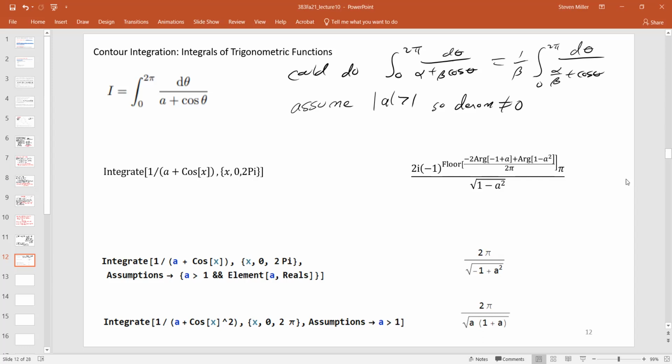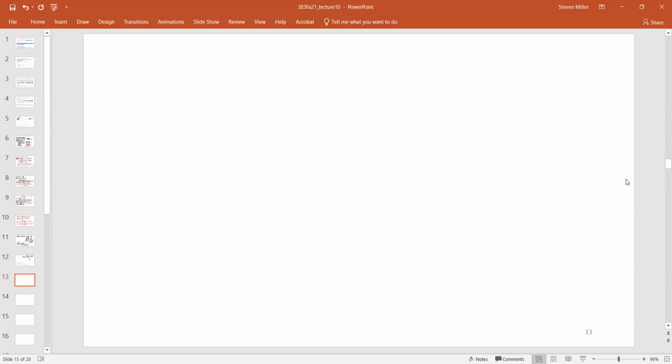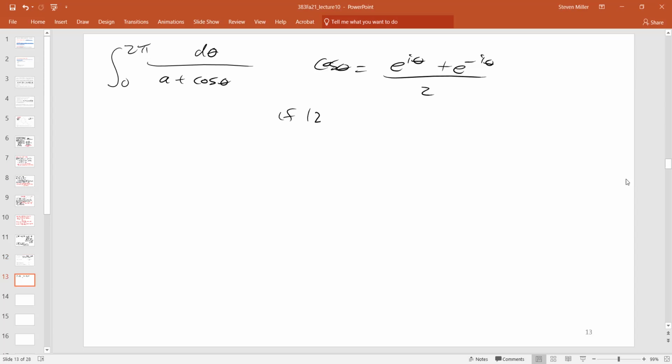All right, so why is this in complex analysis? Well, we want to integrate from 0 to 2 pi of d theta over a plus cosine theta. Now, cosine theta is e to the I theta plus e to the minus I theta over 2. If the absolute value of z equals 1, then we can write z as 1 times e to the I theta. So cosine theta is 1/2 z plus 1 over z. So this is true on the unit circle.